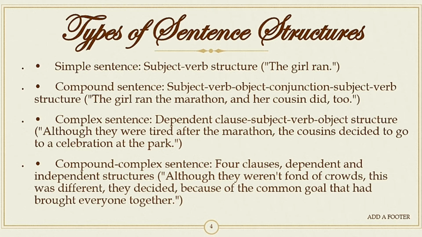Complex sentence, dependent clause, subject, verb, object structure. For example, although they were tired after the marathon, the cousins decided to go to a celebration at the park. And the last, we have the compound-complex sentence. Four clauses, dependent and independent structures. For example, although they weren't fond of the crowds, they decided to go because of the common goals that had brought everyone together.